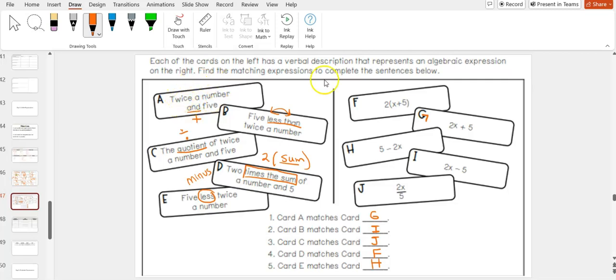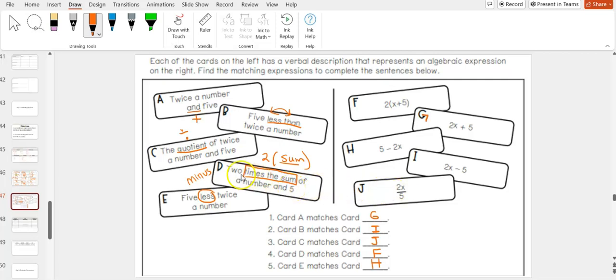So card A matches card G, because the word and means addition. So twice a number and 5, so 2 times something plus 5. Card B matches I, and that's because we have that less than. So 5 less than twice a number means I'm going to flip-flop them. That twice a number comes first, and then I take away 5. The quotient of twice a number and 5 means I'm dividing, and the only one with division is G.